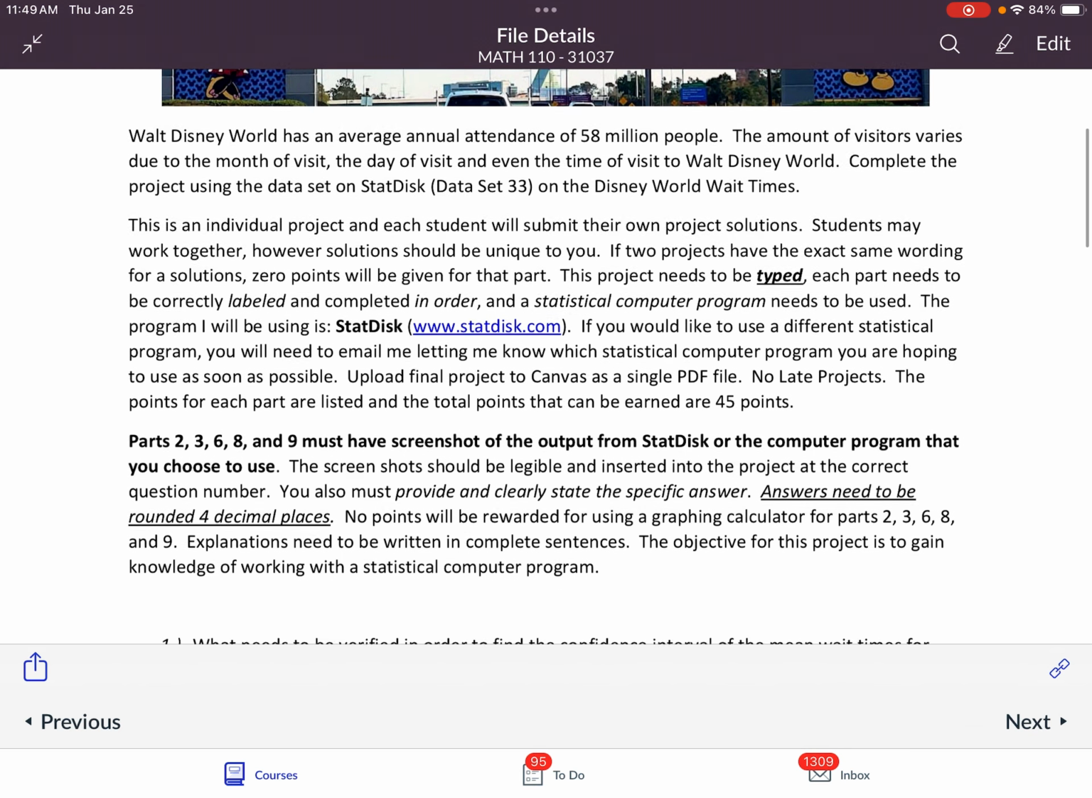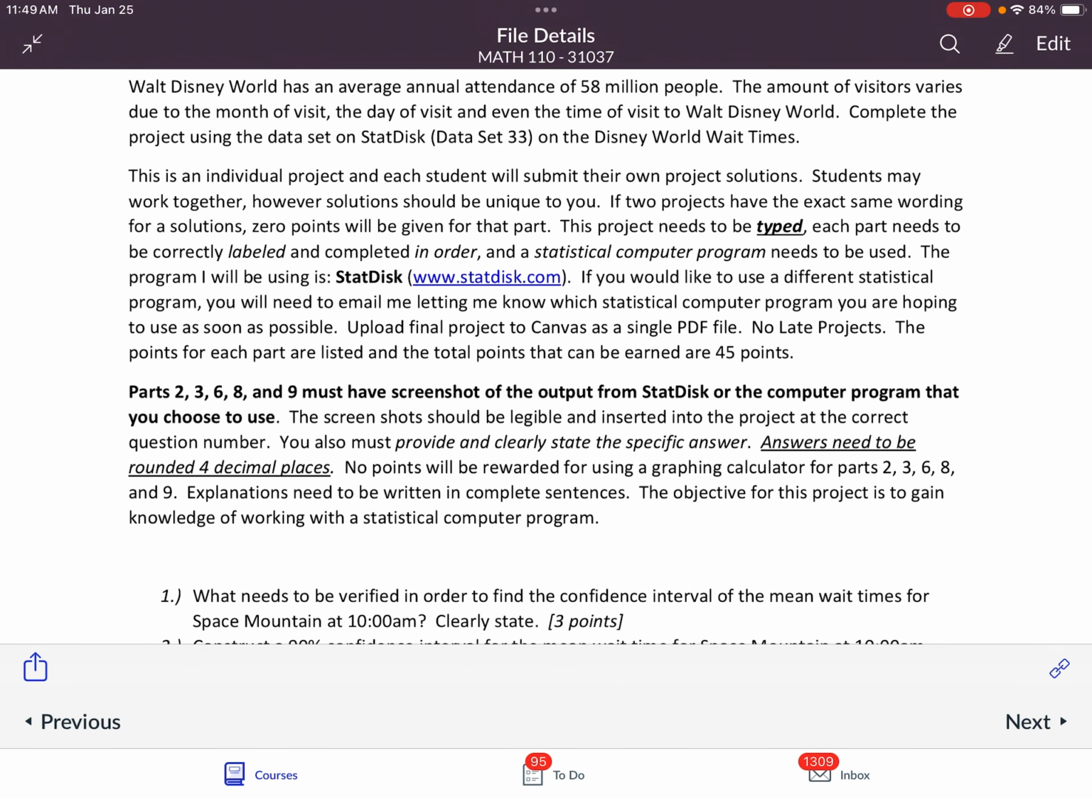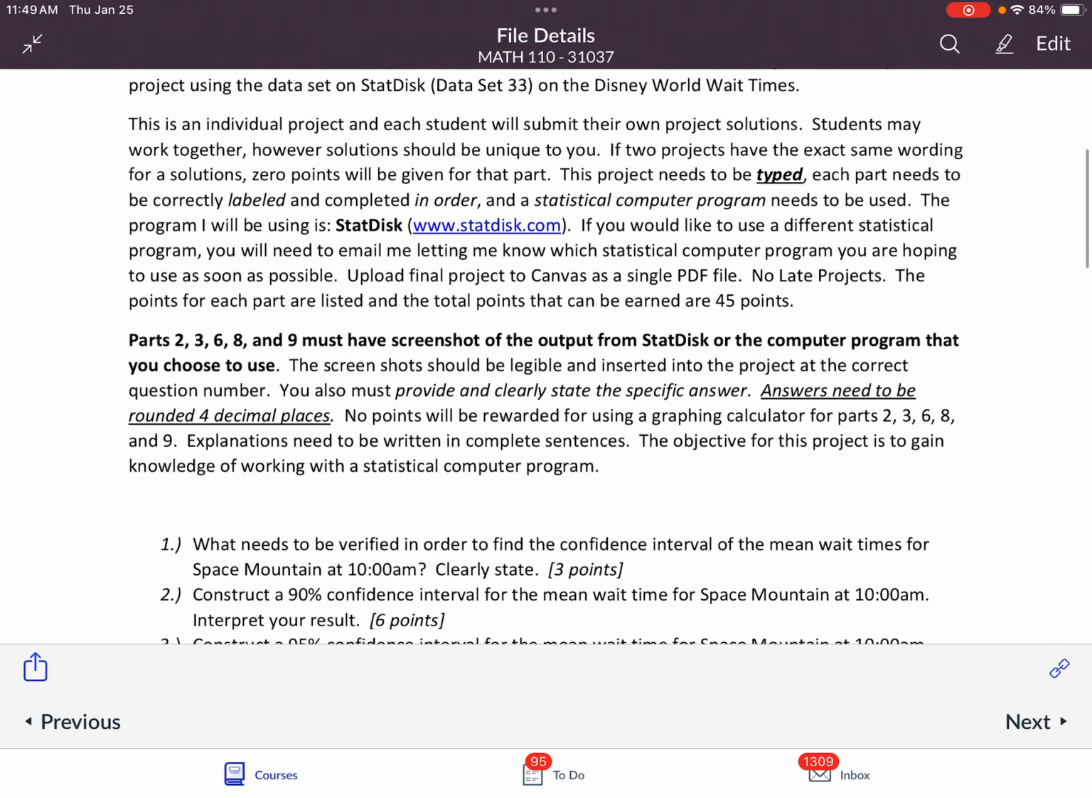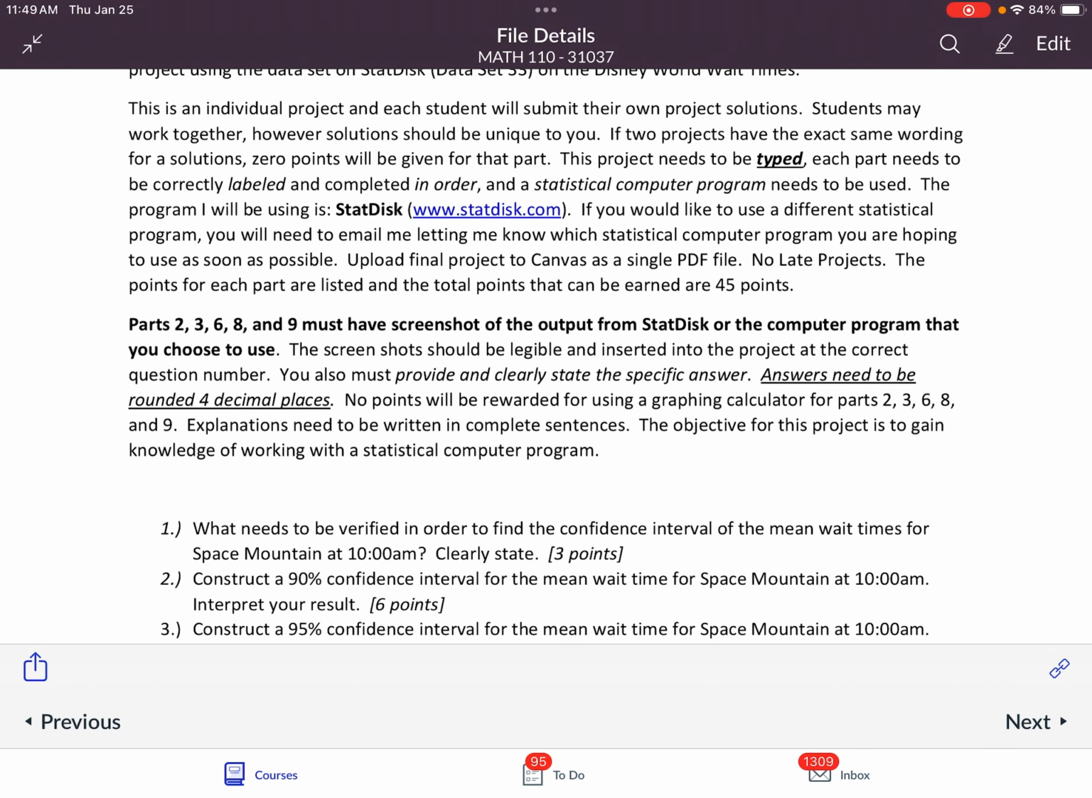The project does need to be typed. Each part needs to be correctly labeled and completed in order. And you need to use a statistical computer program. Again, I'll be using StatDisk, and if you want to use something different, please reach out and let me know. Again, it needs to be a computer program and not just some app that you found on the web. So again, make sure you talk to me about this if you plan on using something different.